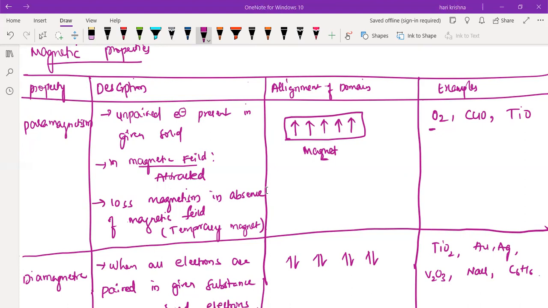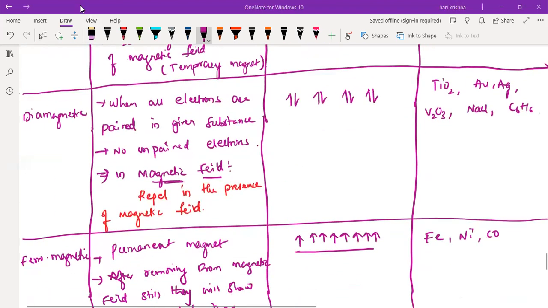So the next one is diamagnetism. When all the electrons are paired in the given substance, we form a diamagnetic substance. So it is caused due to no unpaired electrons. So whatever domains are there, they will be exactly opposite to each other.